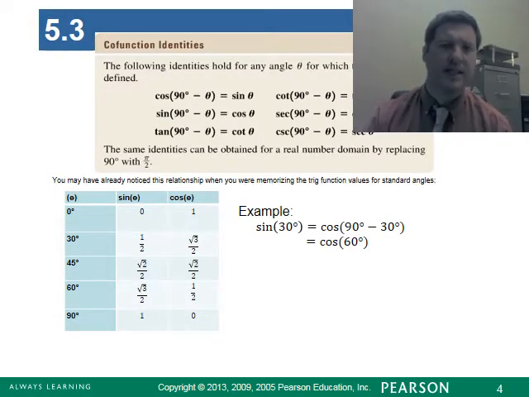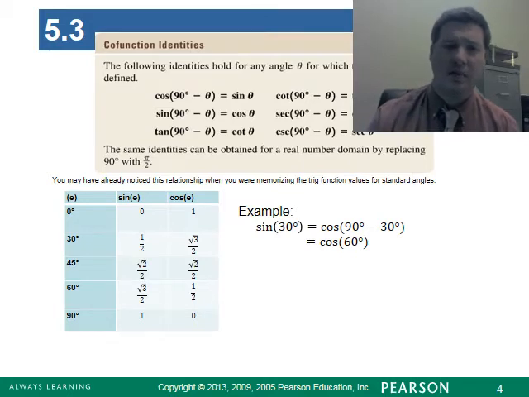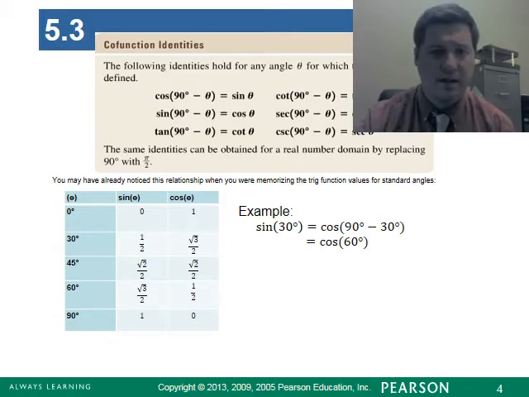Okay. The other thing in this section is cofunction identities. I don't want to spend a whole lot of time on these, but the idea here is that each function has a cofunction associated with it. For example, the one we're going to look at here are cosine and sine.